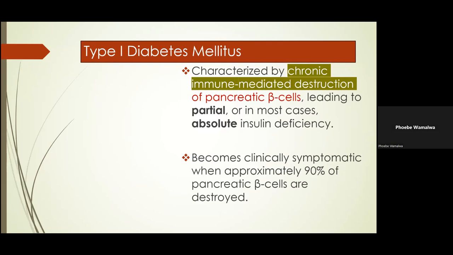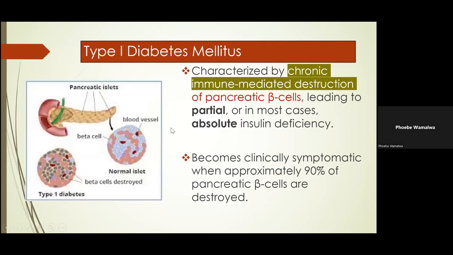destroyed. So basically, this is how a normal looking islet looks like. And then on the left, we have beta cells that have been destroyed in a patient who has type 1 diabetes.